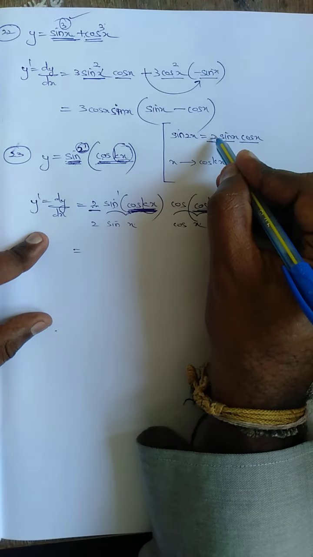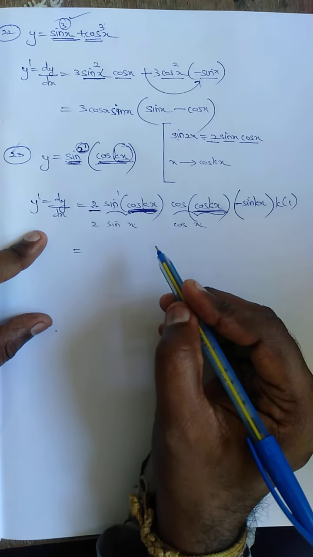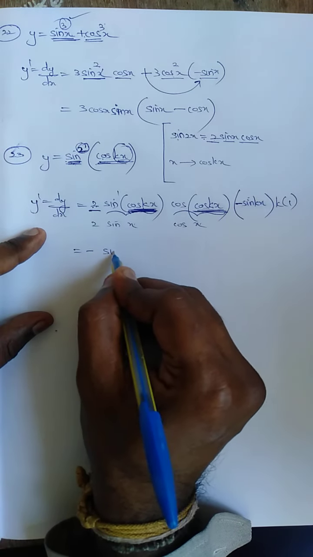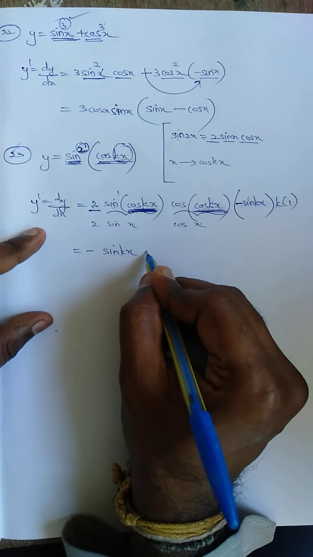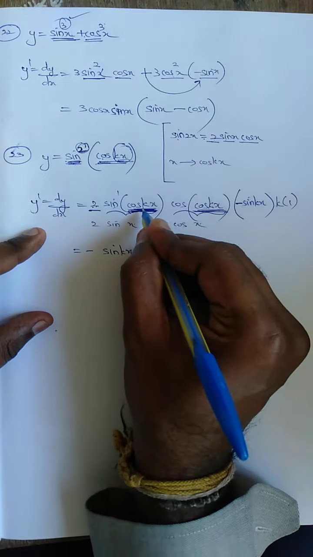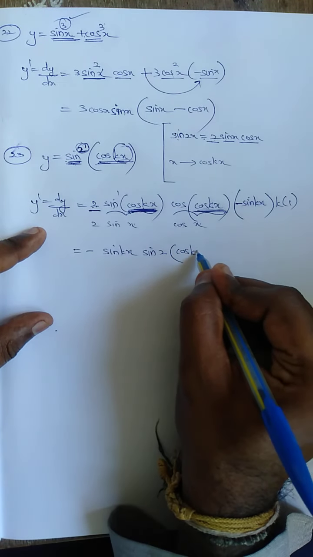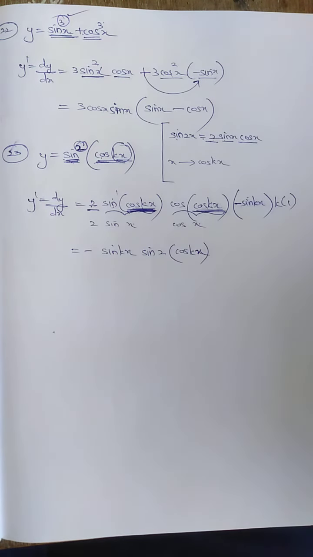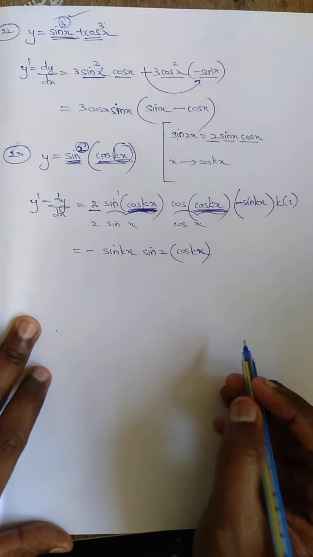What is the formula? Sin 2x. Before writing, I will write this one: minus sin kx. Now apply the formula: sin 2, what is x here? Cos kx. So we have easily finished the sum. Sum number 23 is over. Next we move to sum number 24.